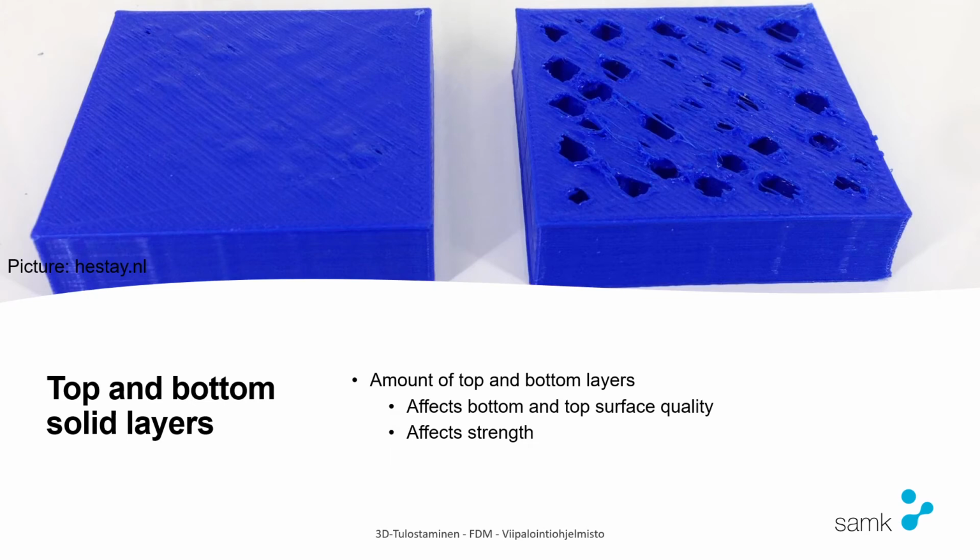Then there's the top and bottom solid layers. In the image you can see the worst case scenarios. If you have too few top layers, the print will look like that. In the left image you can see that the infill of the part will push through, and in the right image you can see that there's not enough infill, so the top part of the print will not be fully completed. So it will have these holes. They again affect the strength of the part and really the surface quality.